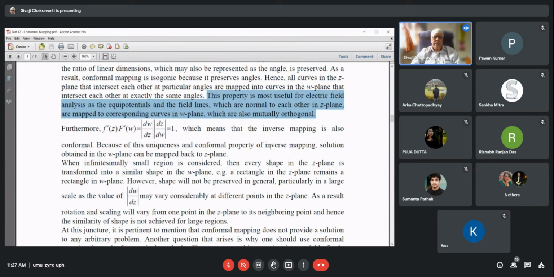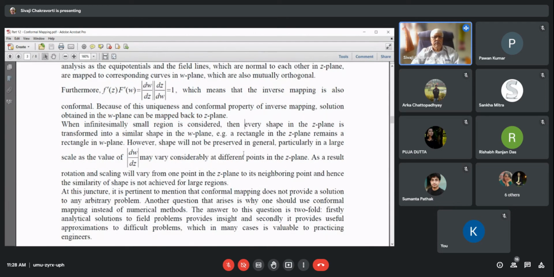Now, if I map it by this f(z) onto the w plane, and if this orthogonal property is not maintained, then we'll not get the solution, or rather the correct solution. But conformal mapping being isogonic, these angles are preserved, and therefore the curves which are normal to each other on the z plane, which means equipotentials and the electric field lines, will remain mutually orthogonal on the w plane, although the shape may be different.